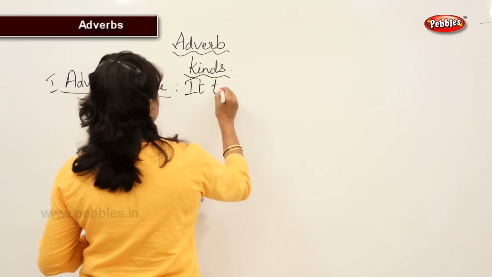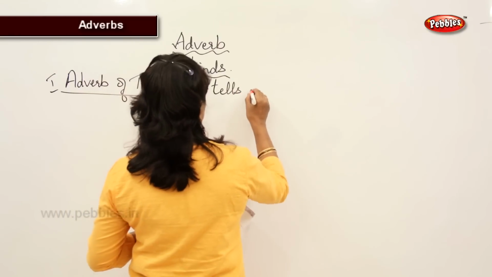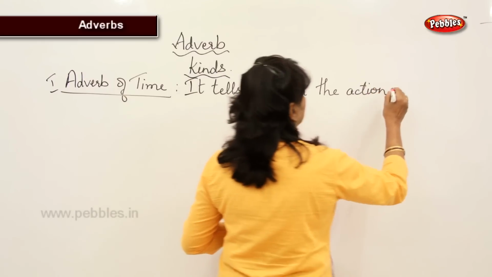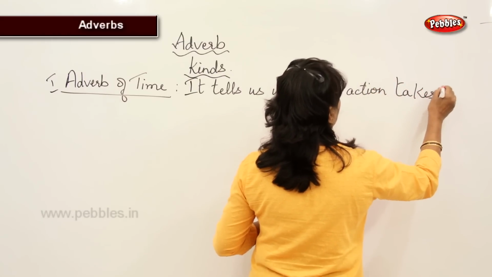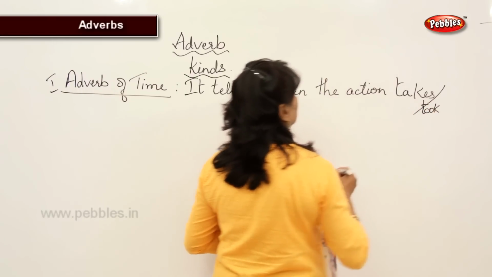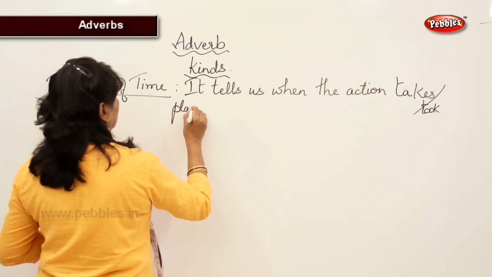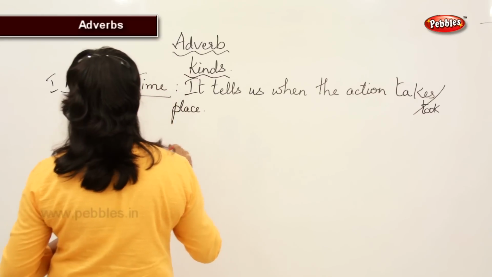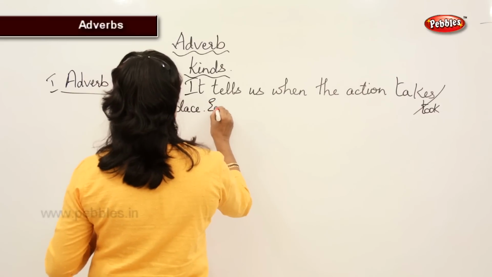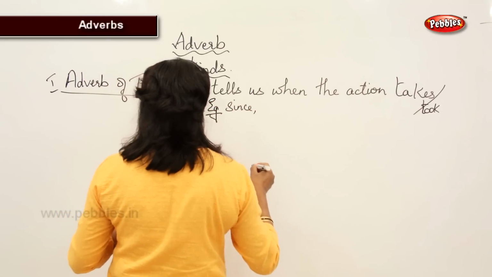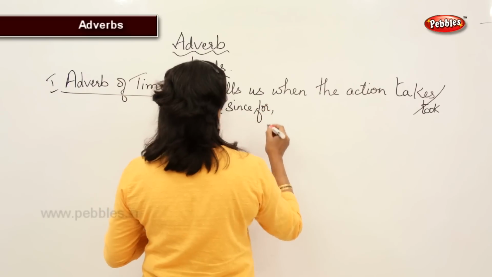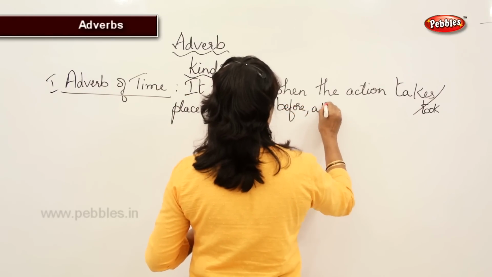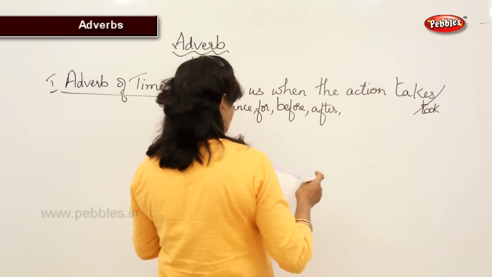It tells, that is, adverb of time tells us when the action takes place or took place. Okay. It tells us when the action takes place or took place. Examples: since, for, before, after, still, yet, soon.